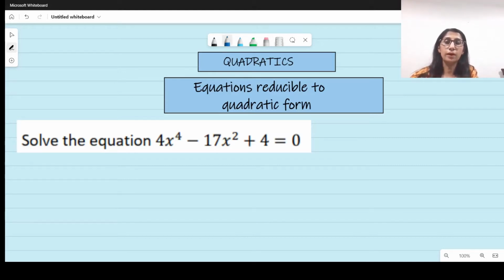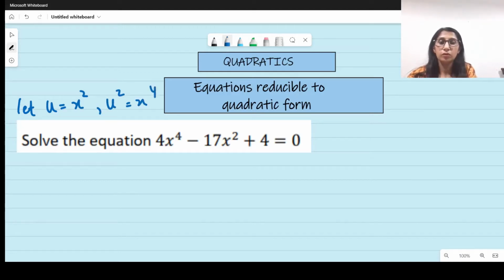So you start by substituting, let u equal x squared. Then u squared will be equal to x power 4. So that means this can be changed to u squared and this can be changed to u. So I'm going to write 4u squared minus 17u plus 4 equals 0.